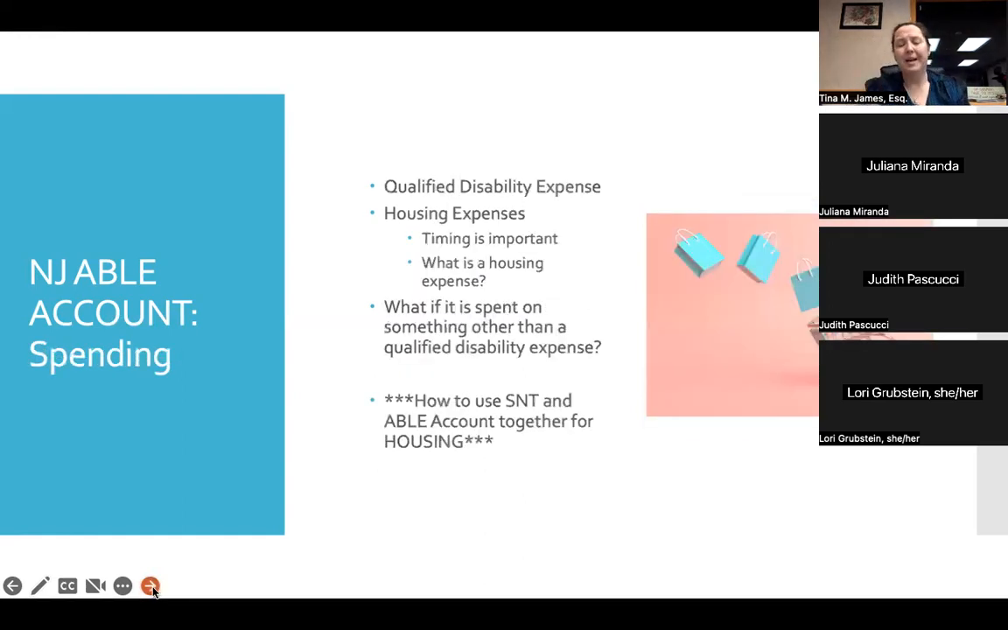Money that's in an ABLE account can be used on what we call qualified disability expenses. This is very, very broad, and it includes housing. Now, housing becomes its own very detailed concept that we can talk about. A trust can own a house, but in some other circumstances the trust shouldn't be paying for housing expenses, so it becomes very nuanced. But you can pay for housing expenses out of an ABLE account.